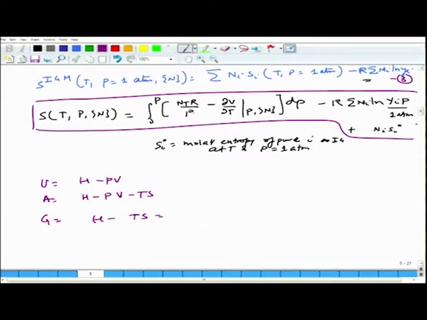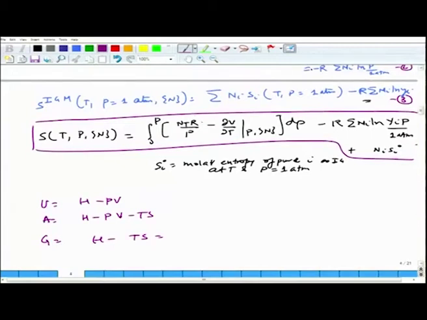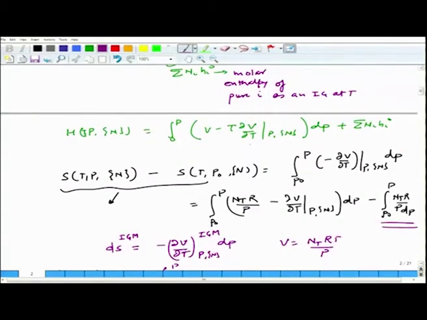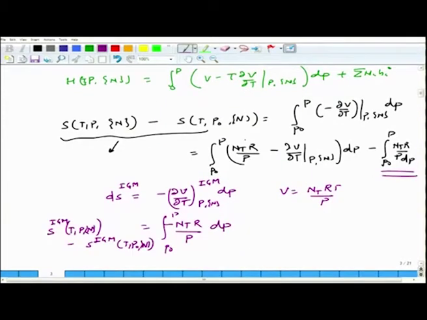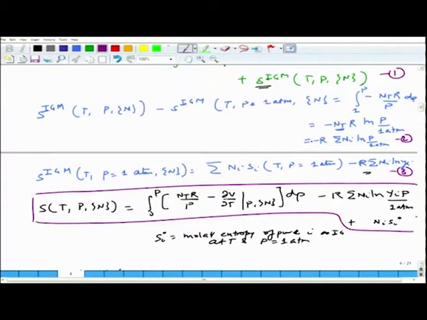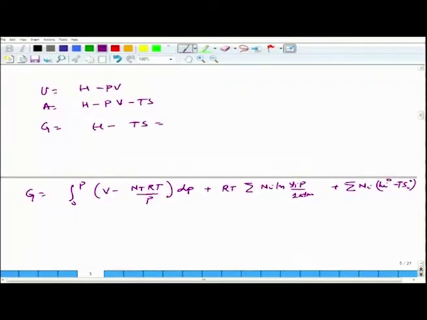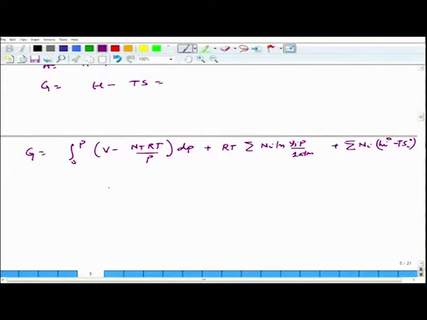So, what happened here is basically these two terms got cancelled, this term and the corresponding V term, V minus T dV by dT. This and this term got cancelled. So, what remained was the NtRT, P and V term. This is how you are going to get this expression for G.